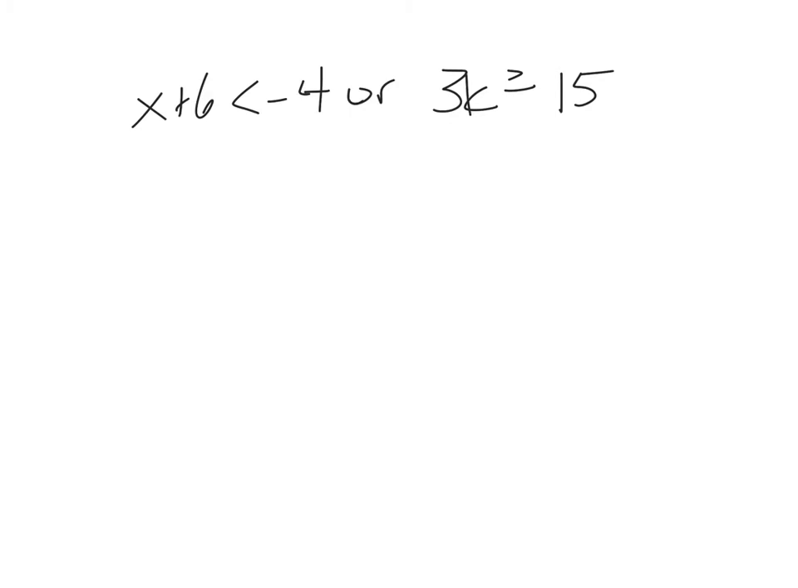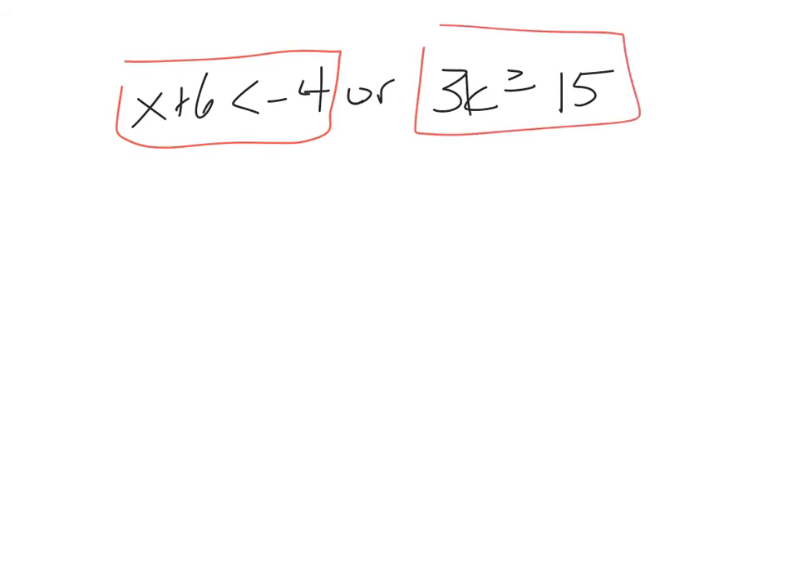This is an example of an or inequality. x plus 6 is less than -4, or 3x is greater than or equal to 15. And remember now, one or the other can be true. Either this can be true, or this can be true, okay? So we need to solve for both of them because either one can be true still.